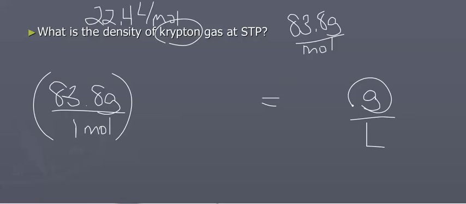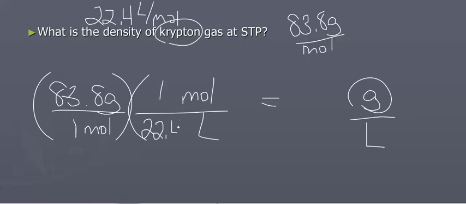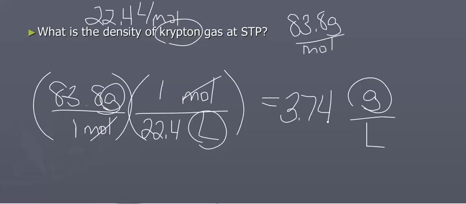I need to get rid of moles. The way to get rid of moles is 1 mole, 22.4 liters. Your moles will cancel out. My units left, grams over liter. So divide by 22.4, and you get a density, 3.74 grams per liter. So the mole is at the center of all chemical calculations. It is the intermediate step. If we're going to go from one unit to another, we have to include the mole.